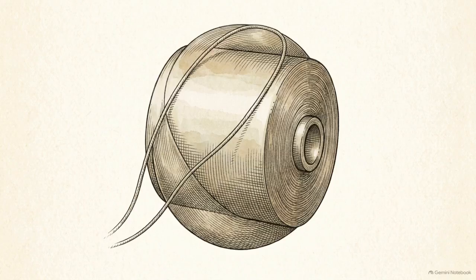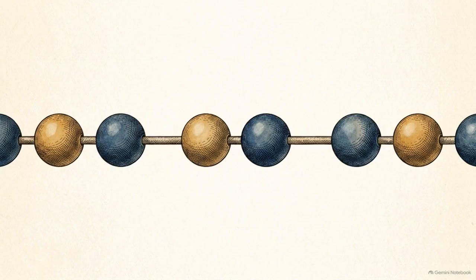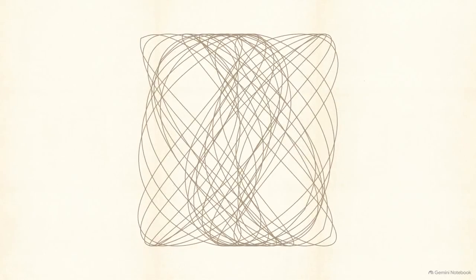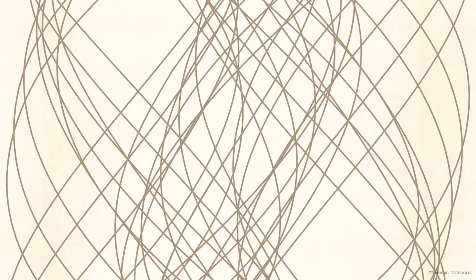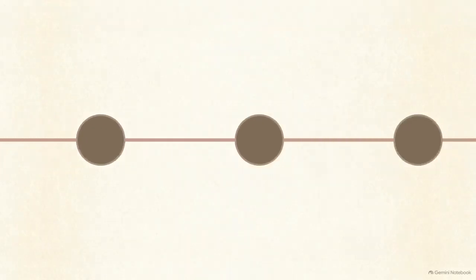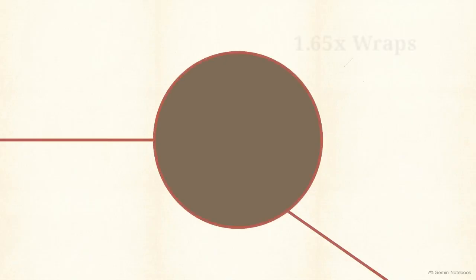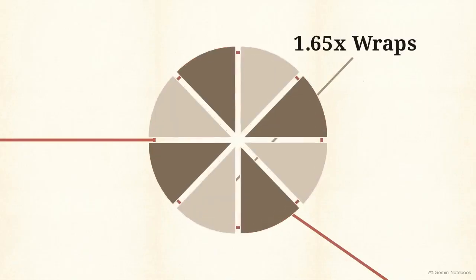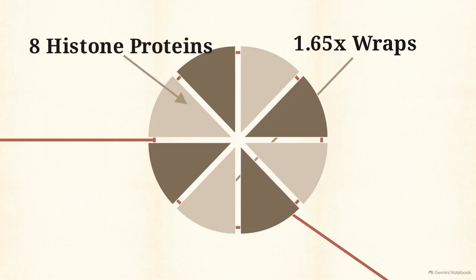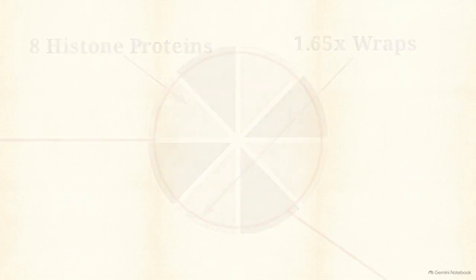Precise coiling and uncoiling at this scale relies on a foundational mechanical unit. This is the nucleosome, a structure often described by biologists as beads on a string. The nucleosome is the fundamental structural unit of all chromatin. If the DNA is a continuous thread, the nucleosome is the individual spool holding that thread in place. Looking at the physical geometry, a distinct segment of DNA wraps roughly 1.65 times around this central core. The core itself is constructed of exactly 8 interlocking histone proteins.